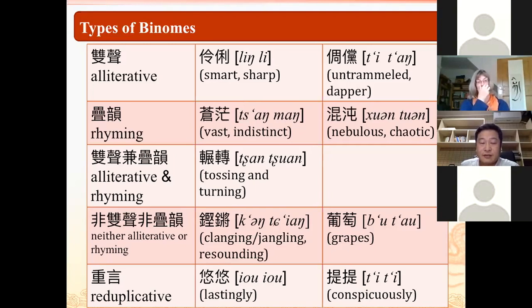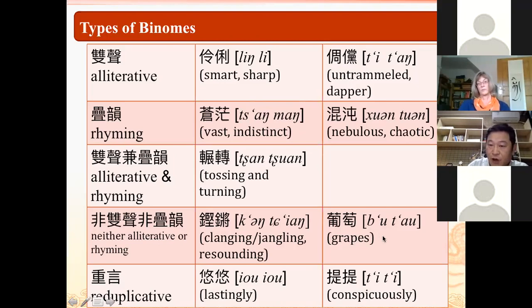For example, 辗转. They have the same initials and same ending vowel categories. But the medial is different. For example, 辗转, 转 with addition of u medial. So it makes the pronunciation different. And some of them are neither alliterative nor rhyming. For example, 铿锵. In many cases, these are onomatopoeias.